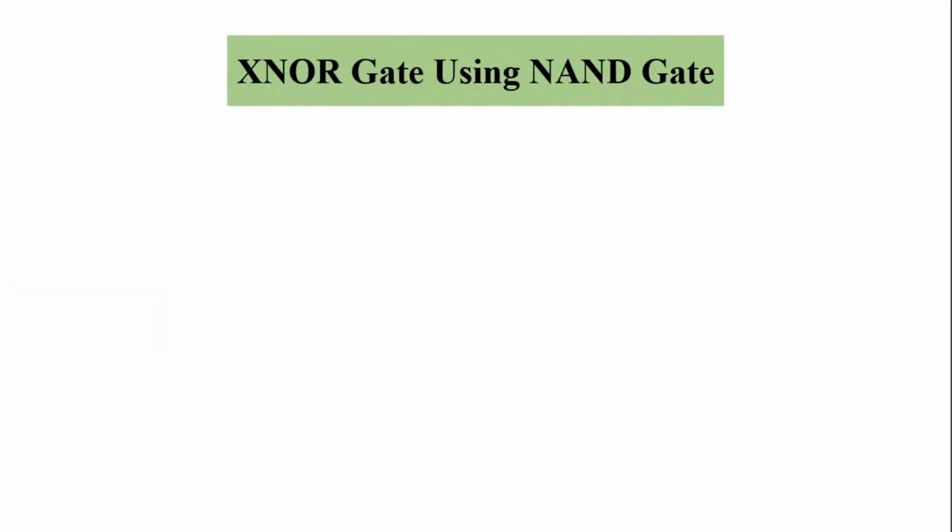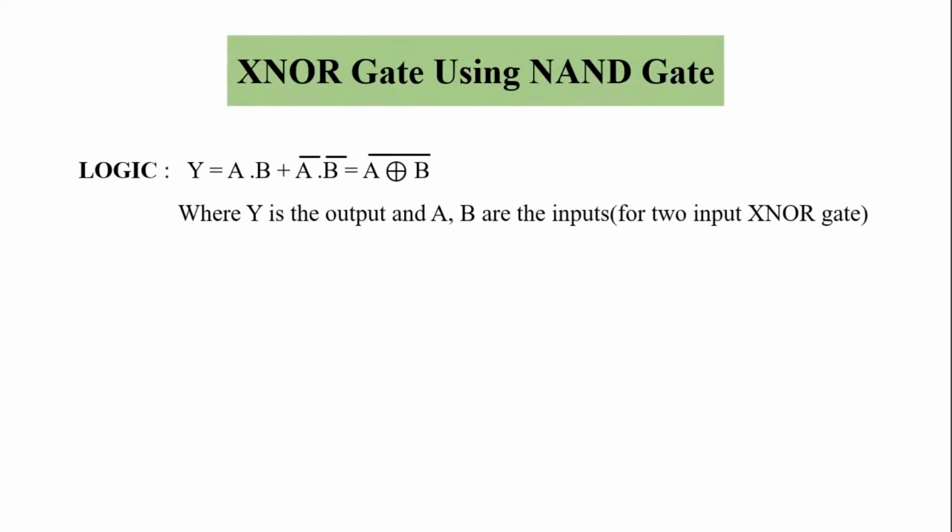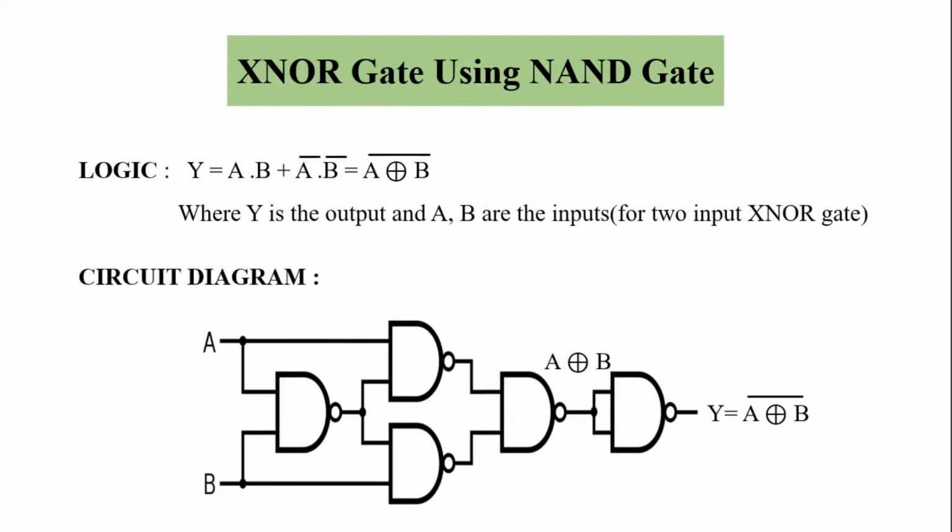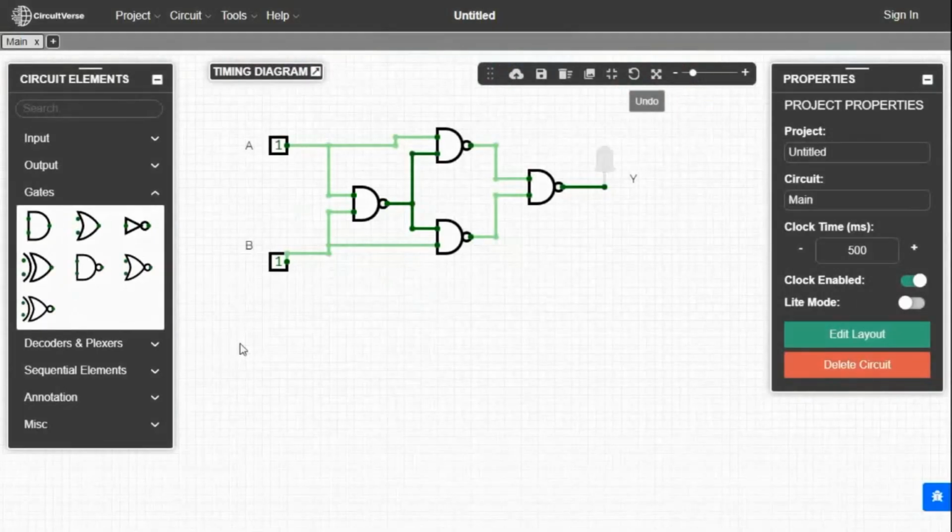Now we will make XNOR gate using NAND gate. Logic of XNOR gate is already discussed. The circuit diagram. Here we have used 5 NAND gates to make XNOR gate. In the previous circuit of XOR gate, we get the output A XOR B from the 4th NAND gate. Now we have added one more NAND gate to complement that output so that we can get A XOR B whole bar from the output of 5th NAND gate. This is the logic of XNOR gate. Now we have to make the circuit on the simulator.